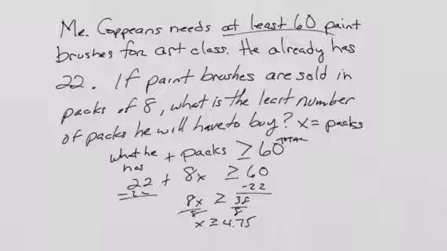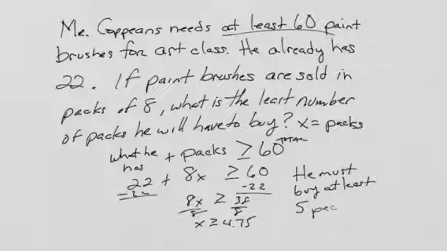Is he going to buy 4 packs? Well, if he buys 4 packs, that's 32. And 32 and 22 is only 54. So in this case, it says X must be greater than or equal to 4.75. So he must buy at least 5 packs of paintbrushes in order to get the 60 that he wants. So it's a little different than the last problem. This is why it's important to interpret your answer at the very end.